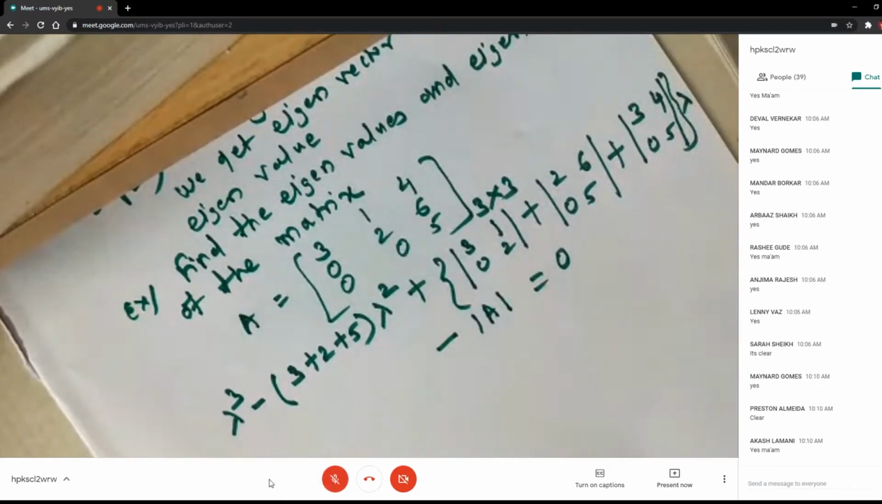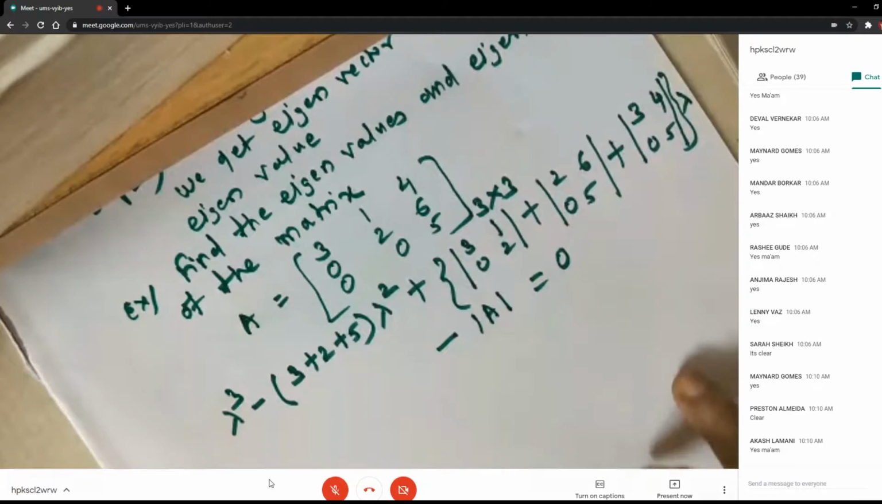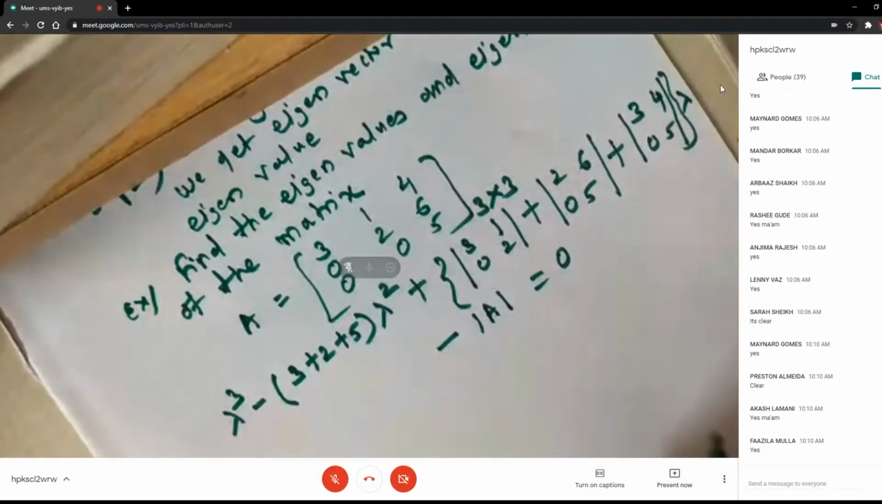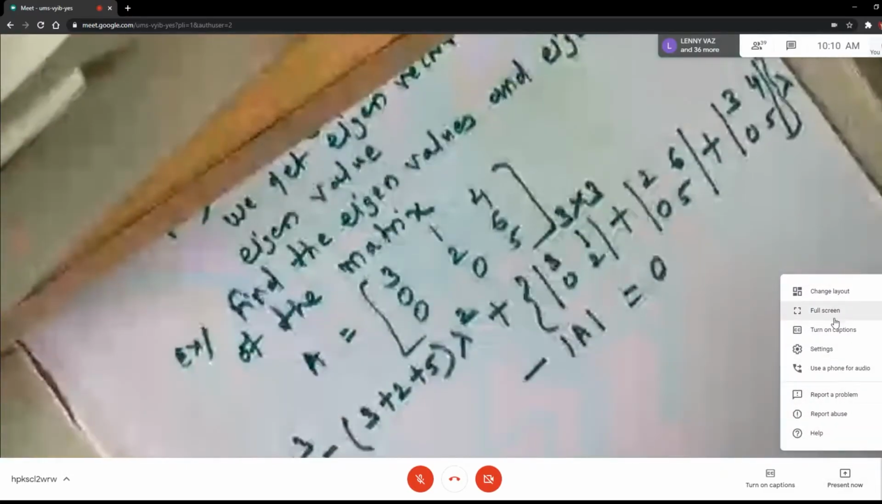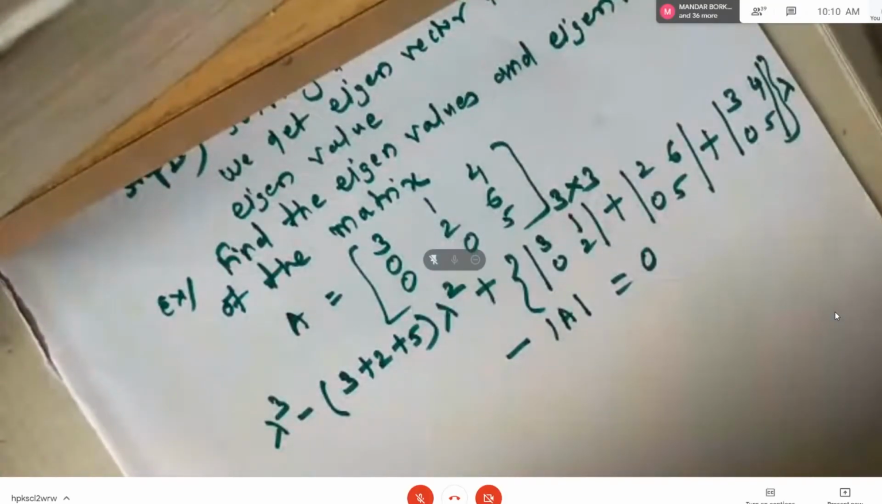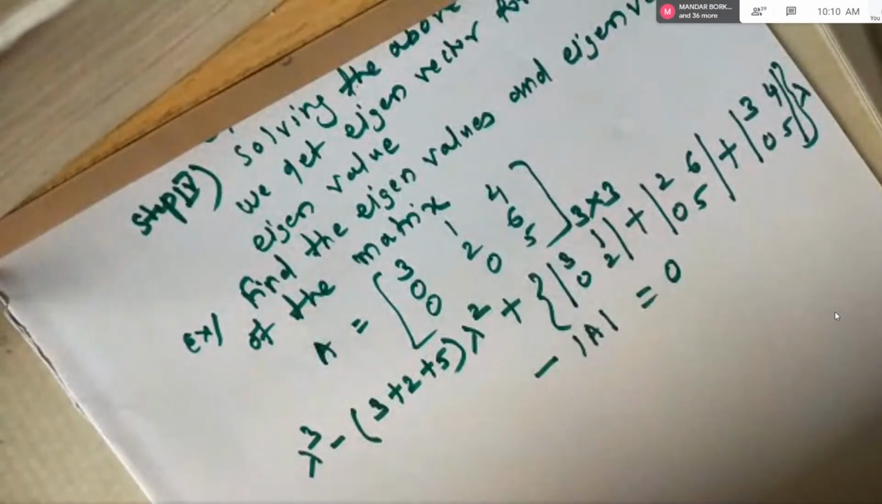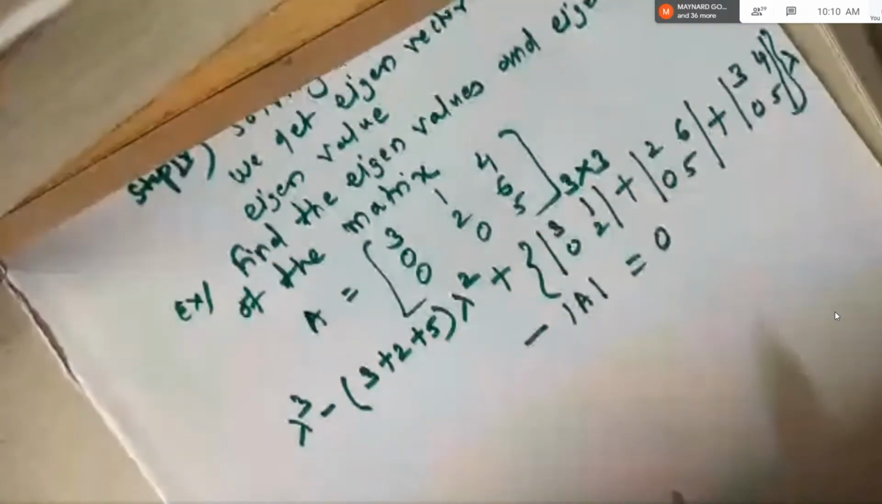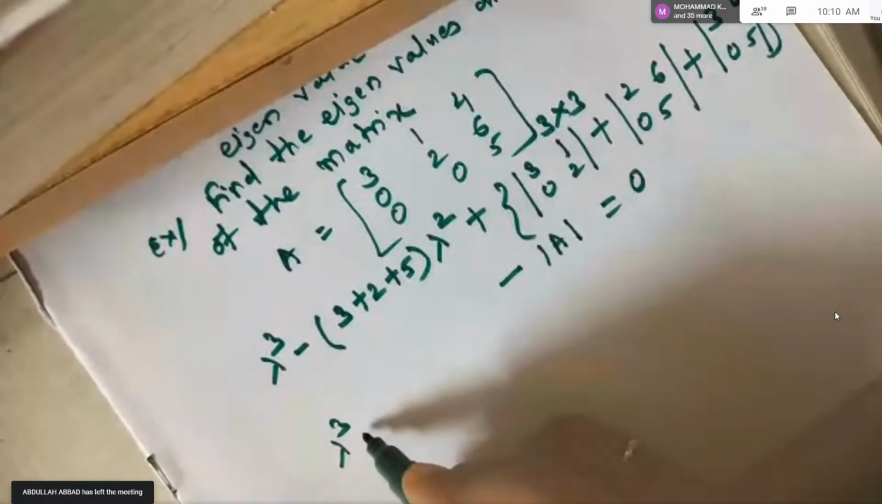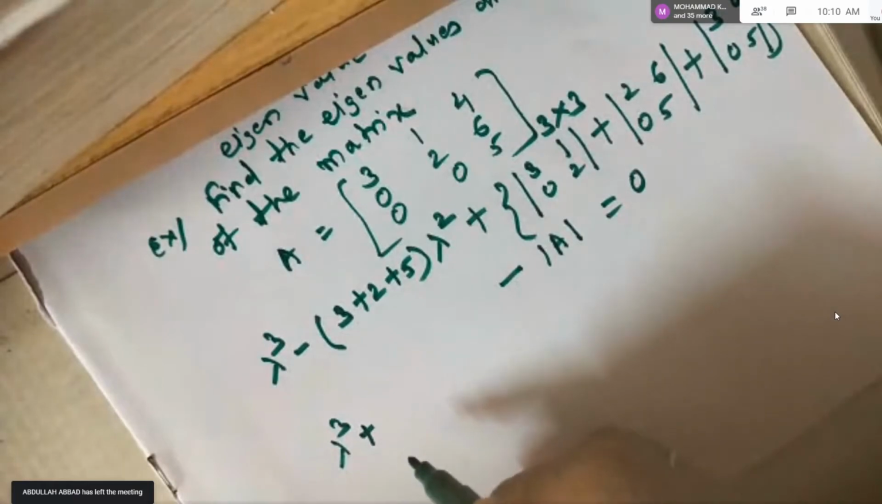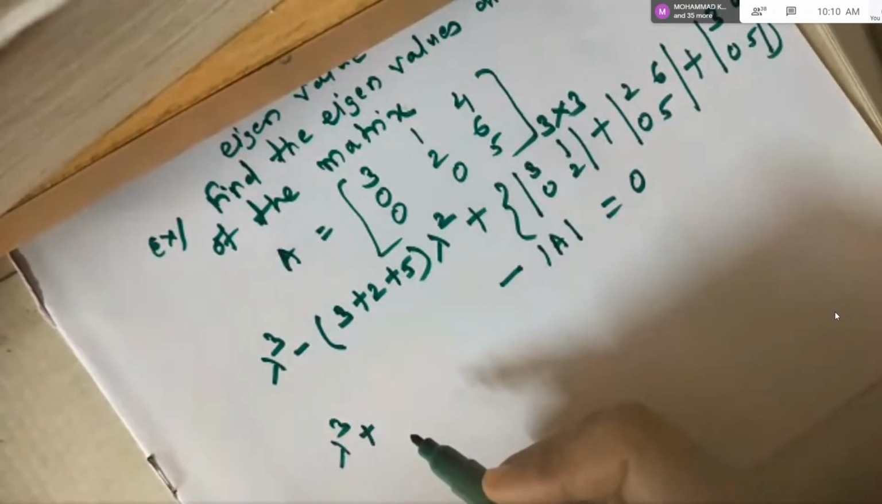Okay. So this is the characteristic equation I told you last time. Correct? Now, solve it and see what is your characteristic equation. Now let us do it. Lambda cube plus 10 lambda square, right?